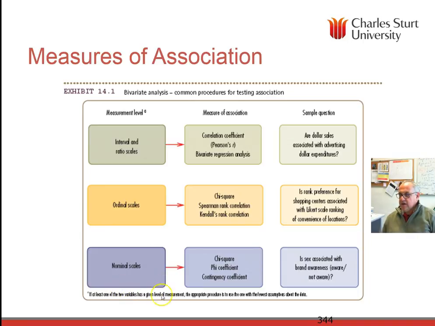Nominal measures are shown here. And here it's often just the chi-square test, and these other ones here are related to the chi-squared. Is sex associated with brand awareness, or is gender associated with brand awareness? So are more women aware of shoe brands than men?